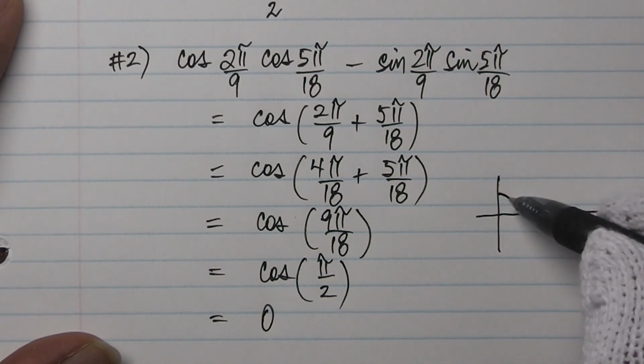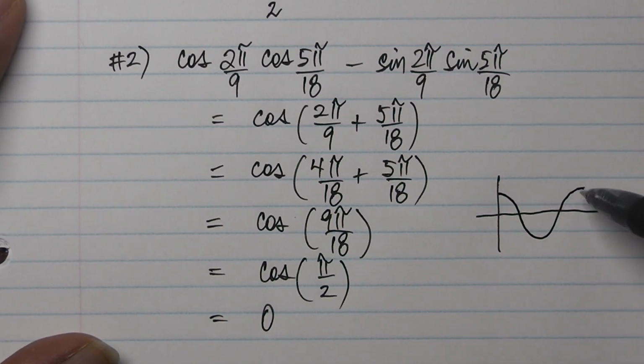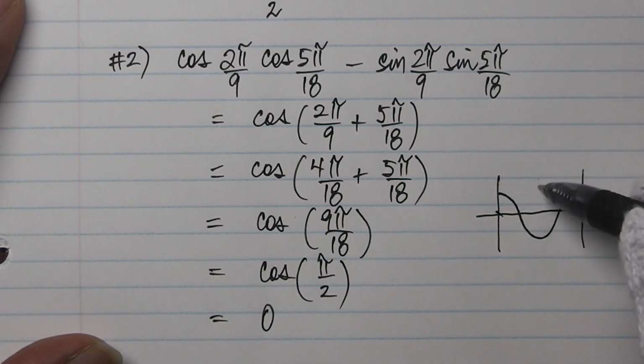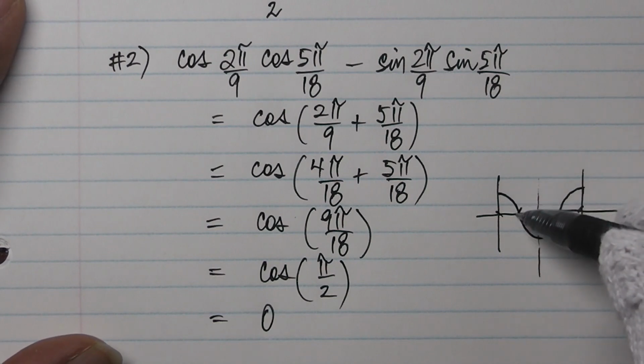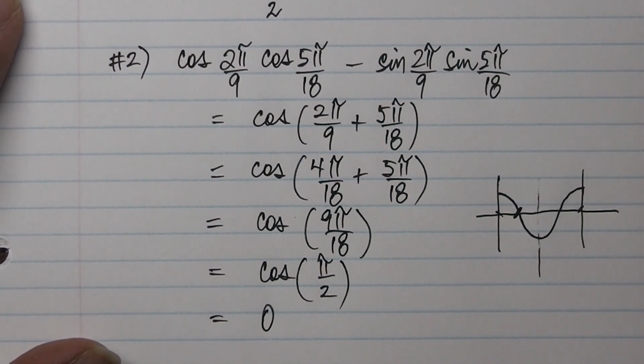Remember from last year, the cosine graph looks like that. 2 pi, 0, pi, that's pi by 2.